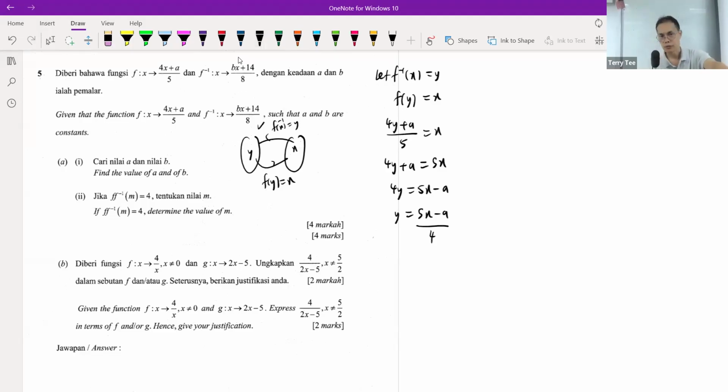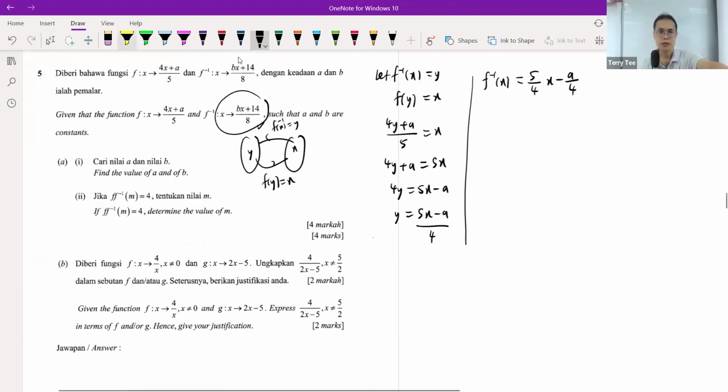So this is two different values. So we need to compare. I think the best way to compare is to change both of them into two separate terms. So this is your y, right? Your y is your f inverse x. At the same time, I'm going to split them into a linear form. It's actually in the form of ax plus b. So split into 2: 5 over 4 x and negative a over 4. Then you compare with the second one.